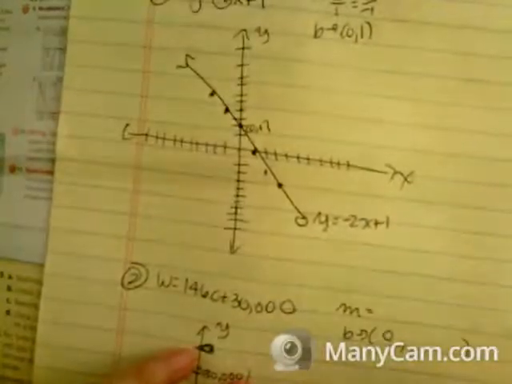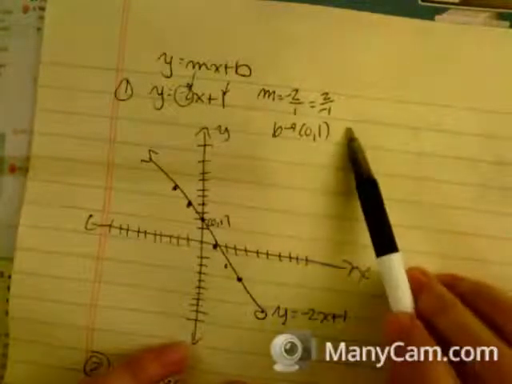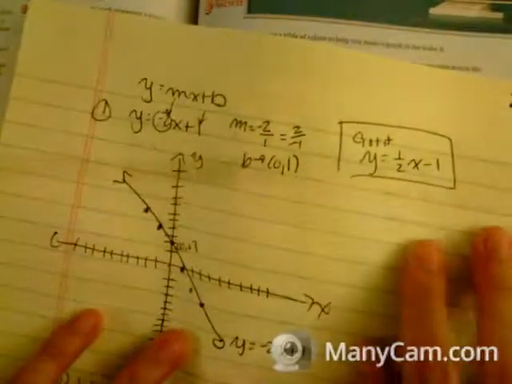So remember, we graphed our y-intercept first, then we found our slope. So, try it, got it: graph y equals 1/2 x minus 1. Alright, so graph this. Alright, number 2.